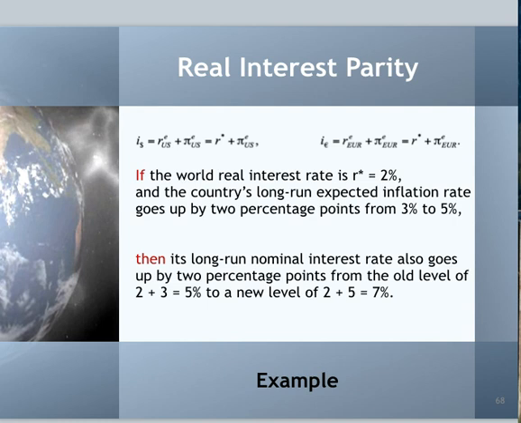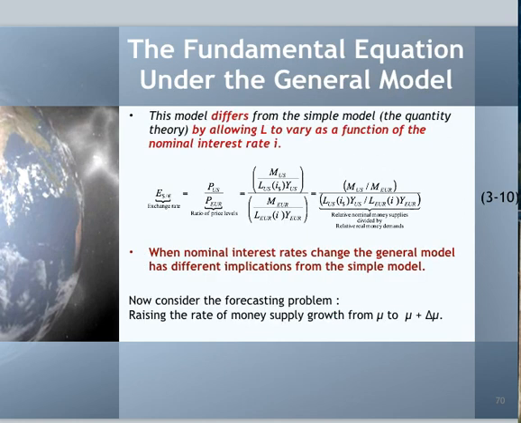So as an example, if the real world interest rate, R star, is equal to 2%, and the country's long-run expected inflation rate goes up by 2 percentage points, say from 3 to 5, then we would expect that the long-run nominal interest rate also goes up by 2 percentage points, from the old level of 5% to the new level of 7%. So this is our final model, and notice it's in the form of an equation, but it tells us everything we need to know about the exchange rate. The story is completely told in the form of an equation.